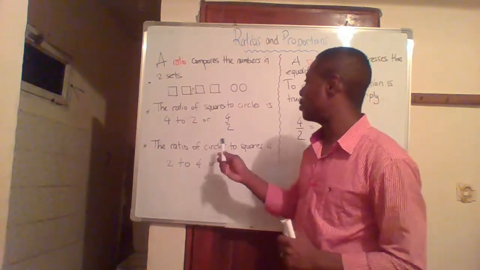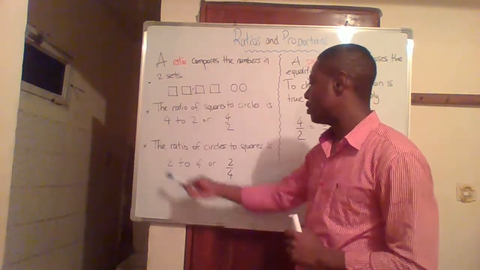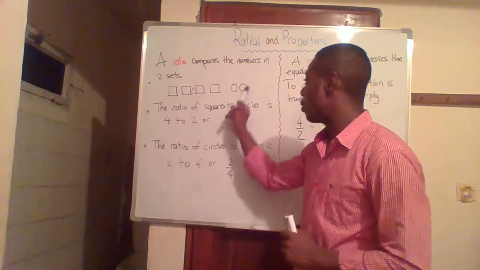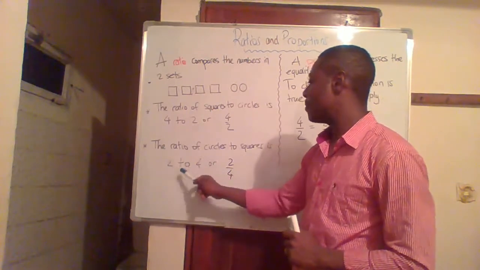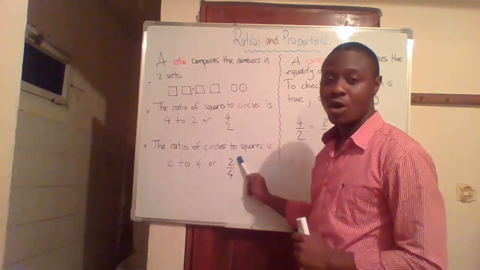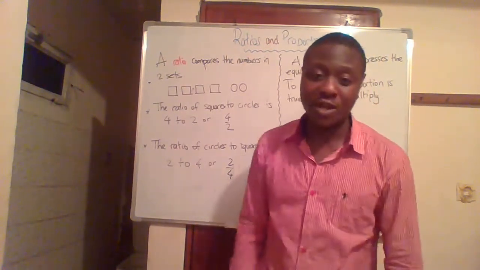Now, what is the ratio of the circles to the squares? You see there are 1, 2 circles. So the ratio of the circles to the squares is 2 circles. I start with the 2 circles, to 4 squares. So 2 is going to be at the top and 4 at the bottom. And this is how you express a ratio.